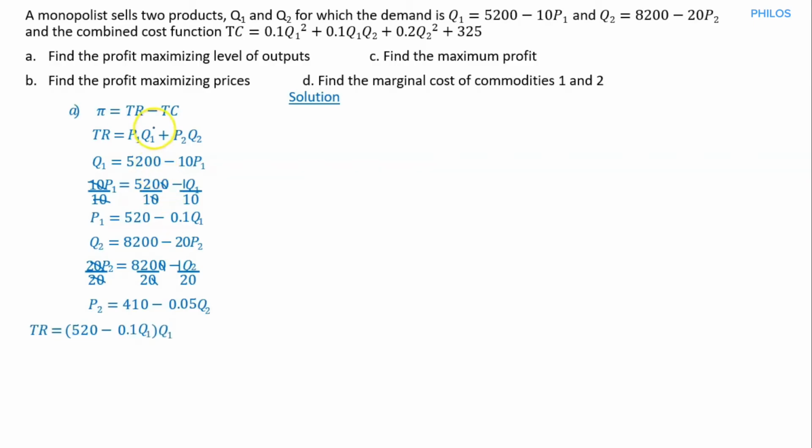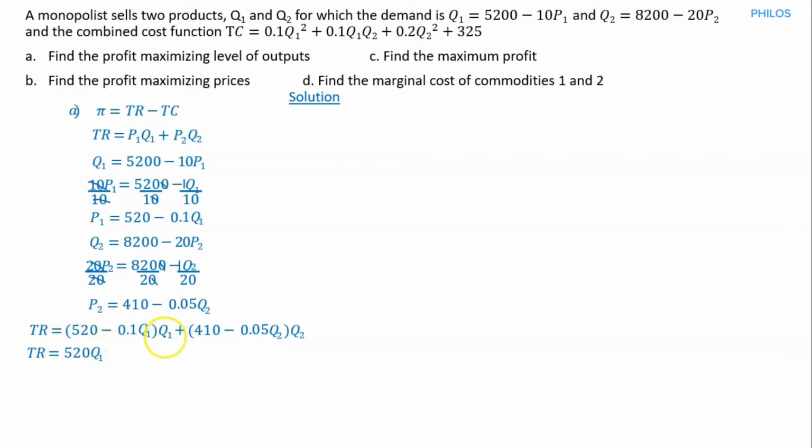You know, there's another Q1 here. Plus, then P2 is 410 minus 0.05 Q2. Bracket close, multiplying Q2. You see that? So you see that we now get total revenue as a function of Q1 and Q2. But let's simplify it. So total revenue will be equal to Q1 times 520, which should give you 520 Q1.